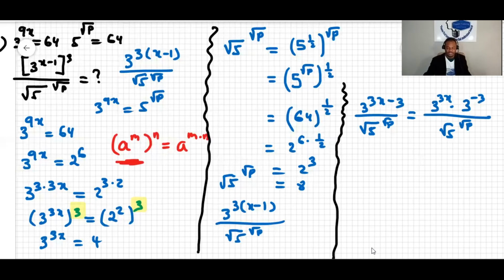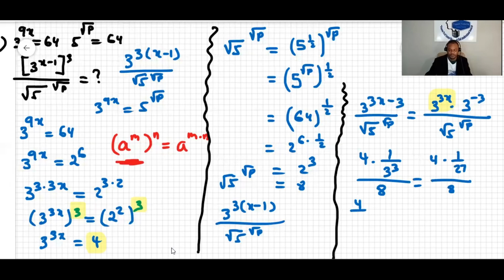And now we did say that 3 to the power of 3x is 4. So we can substitute 4 there, times 3 to the power of -3, which is just 1 over 3 to the power of 3, right? And then over root of 5 to the power of root p, which is 8. So this is 4 times 1 over 27, over 8, which is 4 over 27 over 8. Now we have a fraction over another fraction, because 8 here has a denominator of 1. So over here we can write 4 over 27 times 1 over 8. And then we can solve this by simplification.